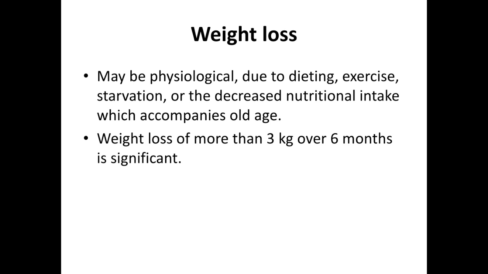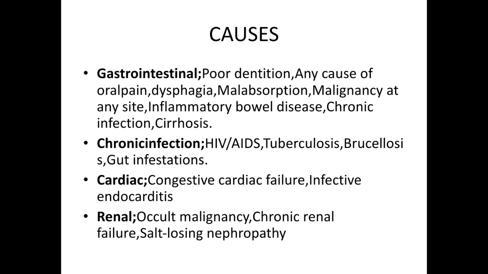So this is the last symptom. Weight loss may be physiological, like in dieting, exercise, and starvation. But if the weight loss is more than 3 kg over the past 6 months, it is a significant thing. So these are the different causes of weight loss. I have not mentioned only the GIT causes. All system affection can cause weight loss.